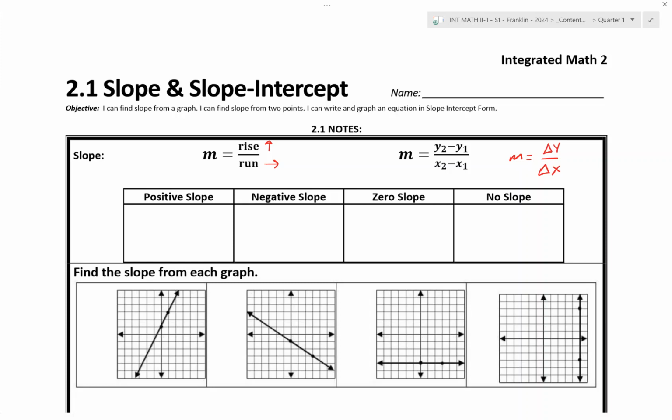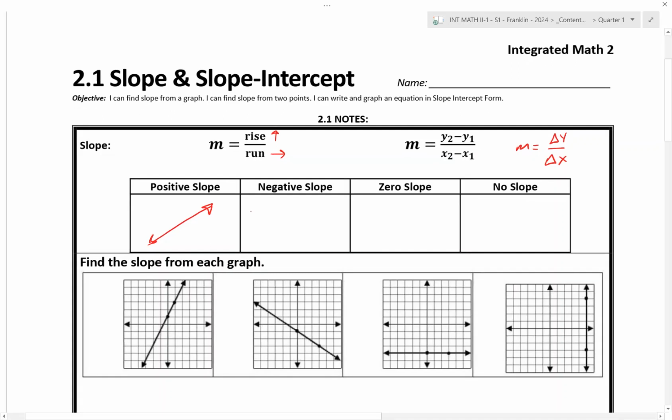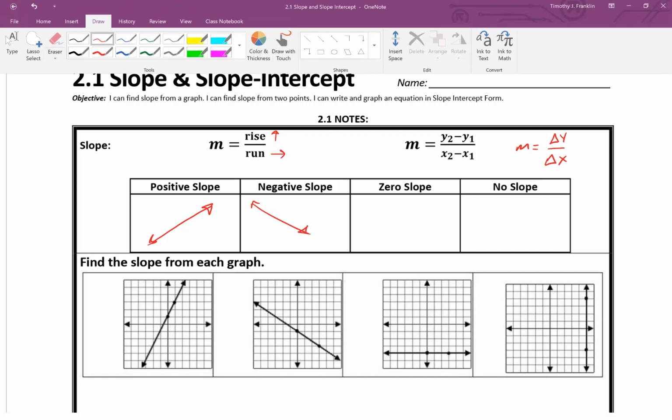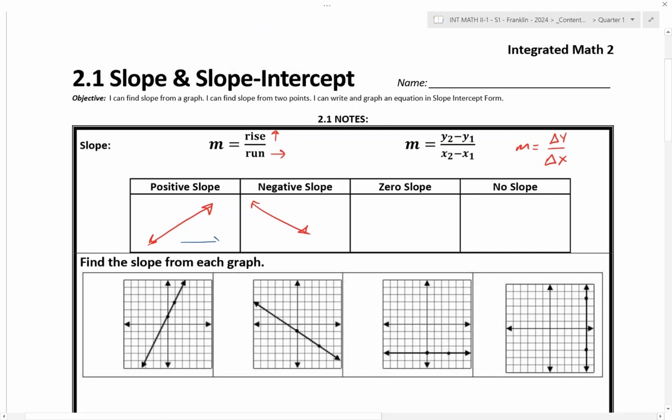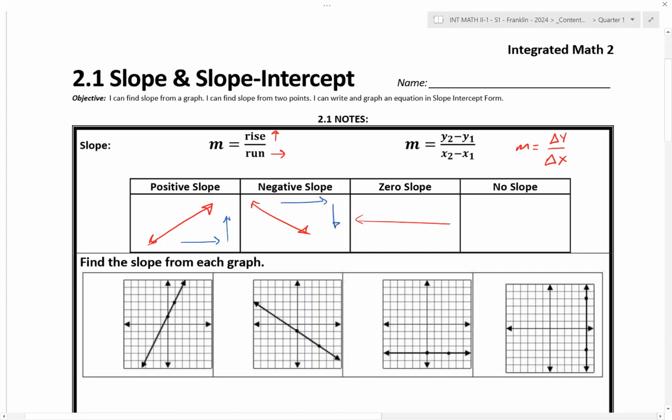Now there's 4 basic types of slope you can have. A positive slope, where your line goes up to the right. So as x increases, y also increases, so they're both increasing, right and up. A negative slope, where you're going down to the right, so as x increases, y decreases. We can kind of show that: for positive, as x increases, y increases, and for negative, as x increases, y decreases.